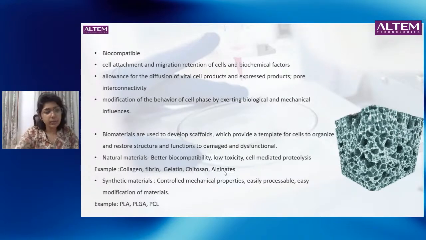You have natural materials, say for better biocompatibility, low toxicity, cell mediated proteolysis. Examples of natural materials would be collagen, fibrin, gelatin, chitosan, alginate. Synthetic materials would be, say, having a better degradation rate, controlled mechanical property. You can easily process these materials and they're easily modifiable when it comes to using materials like PLA, PLGA, PCL.